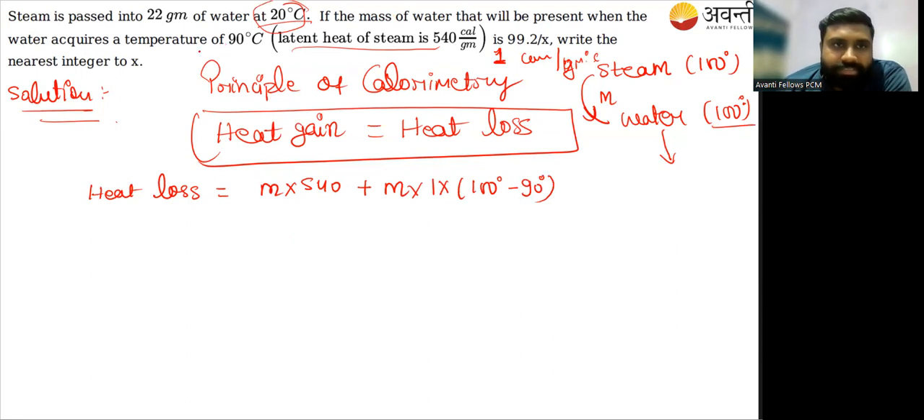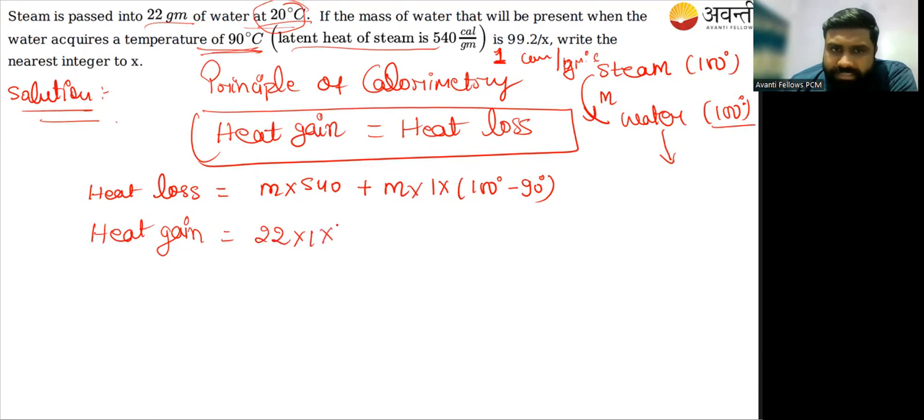We have to go from 100 to 90 degrees Celsius, because the water has acquired a temperature of 90 degrees Celsius. Heat is gained by this 22 gram of water, because the water in which we are mixing the steam is at 20 degrees Celsius. So 22 gram, one is the specific heat, and the temperature difference will be from 90, because the final temperature is 90 and initial it was 20.